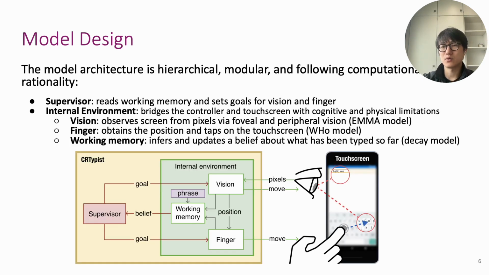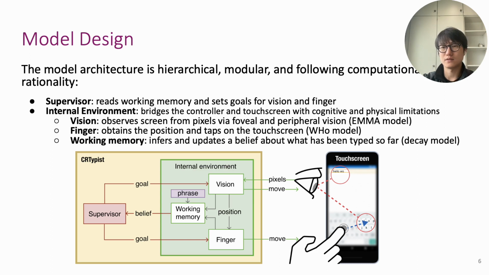Based on the principles, here is the model design. The supervisory control problem is modeled as deciding where to look next and where to move the finger next. The supervisor, however, does not have direct access to the state of the touchscreen, but must rely on an internal environment. This internal environment bridges the supervisory controller and the touchscreen with cognitive and physical limitations.